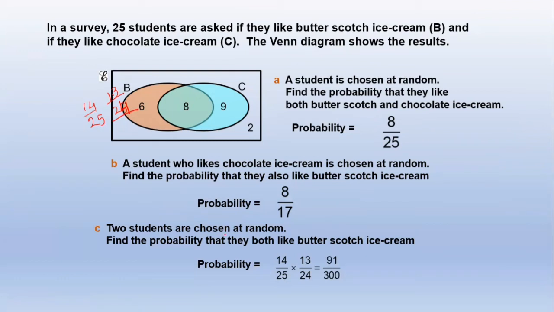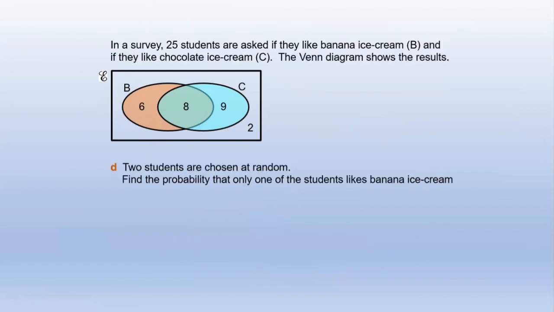Two students chosen at random, the probability that they both like butterscotch ice cream is 14 upon 25, because those liking butterscotch are 6 plus 8, 14 out of 25. One was already chosen, so 13 were left out of a total of 24, and we take the product of this, which is the required probability.